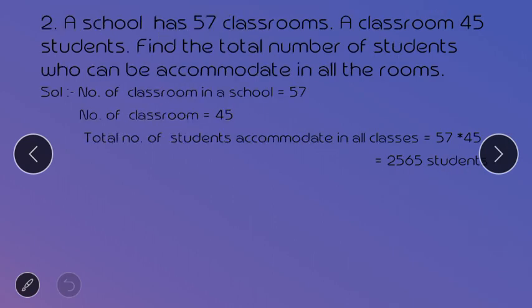A school has 57 classrooms. A school has 57 classrooms. Means like your school, there is a school, it has 57 classrooms. A classroom can accommodate 45 students. Write the question from the book. Accommodate 45 students means in a classroom 45 students can sit. Find the total number of students who can be accommodated in all the rooms. Means how many rooms are there? 57 rooms.